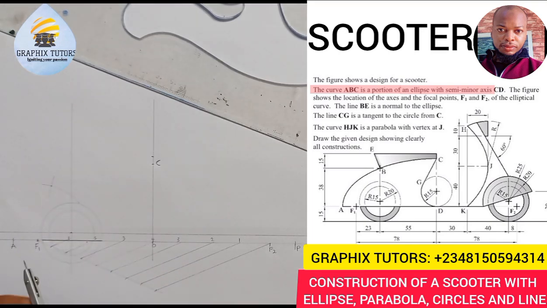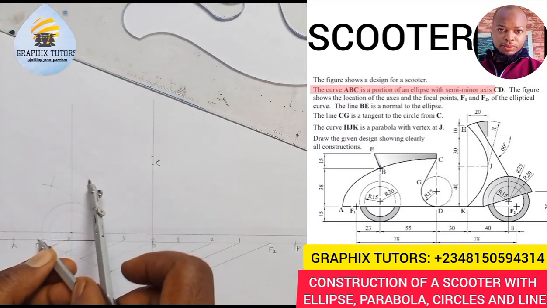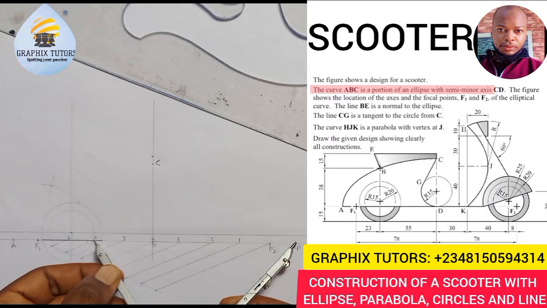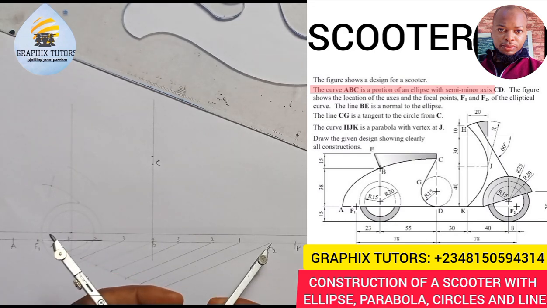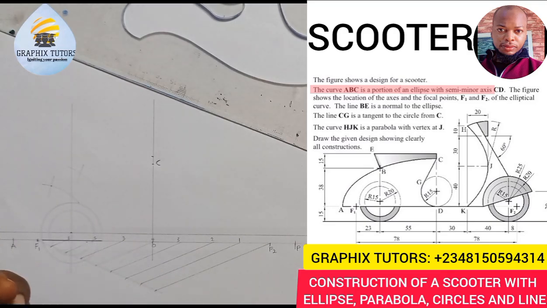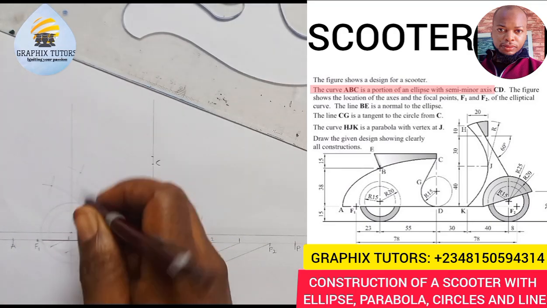I'll come again from A, take it to 2, place it at F1, strike another arc. Then from 2, take it to P, place it at F2, strike another arc. That is my point 2. This is my point 2.